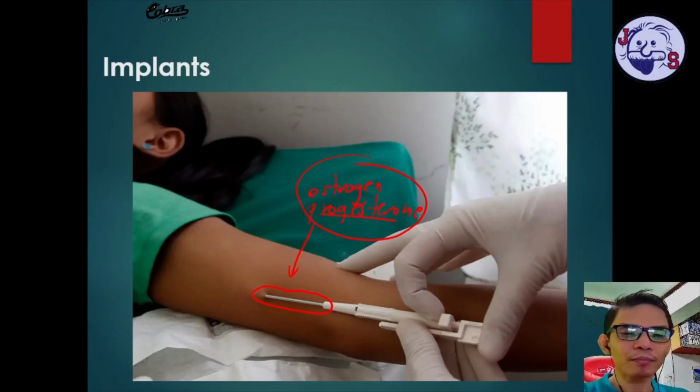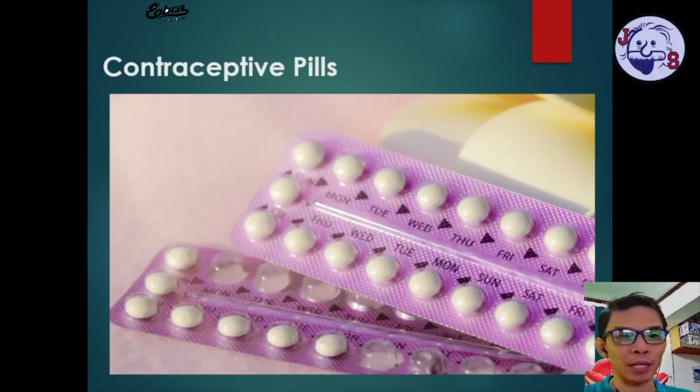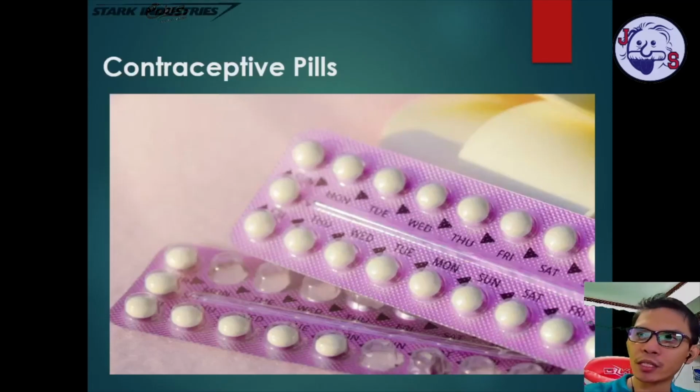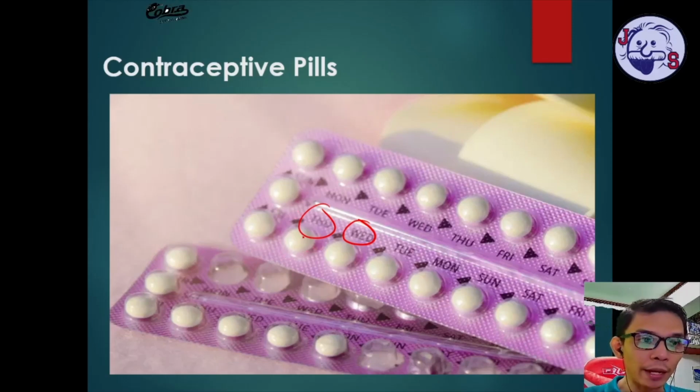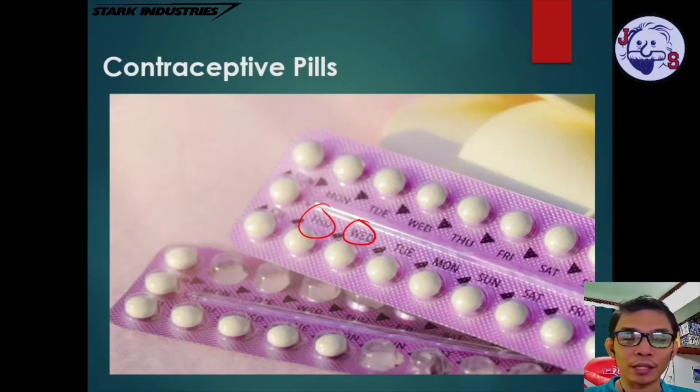All right, so we have here the contraceptive pills. If you are wondering what the days represent here, these are the days, if you are having a regular period, that you might want to take these pills, and these are also the days you might use in monitoring how many contraceptive pills you have taken in that particular month or week.